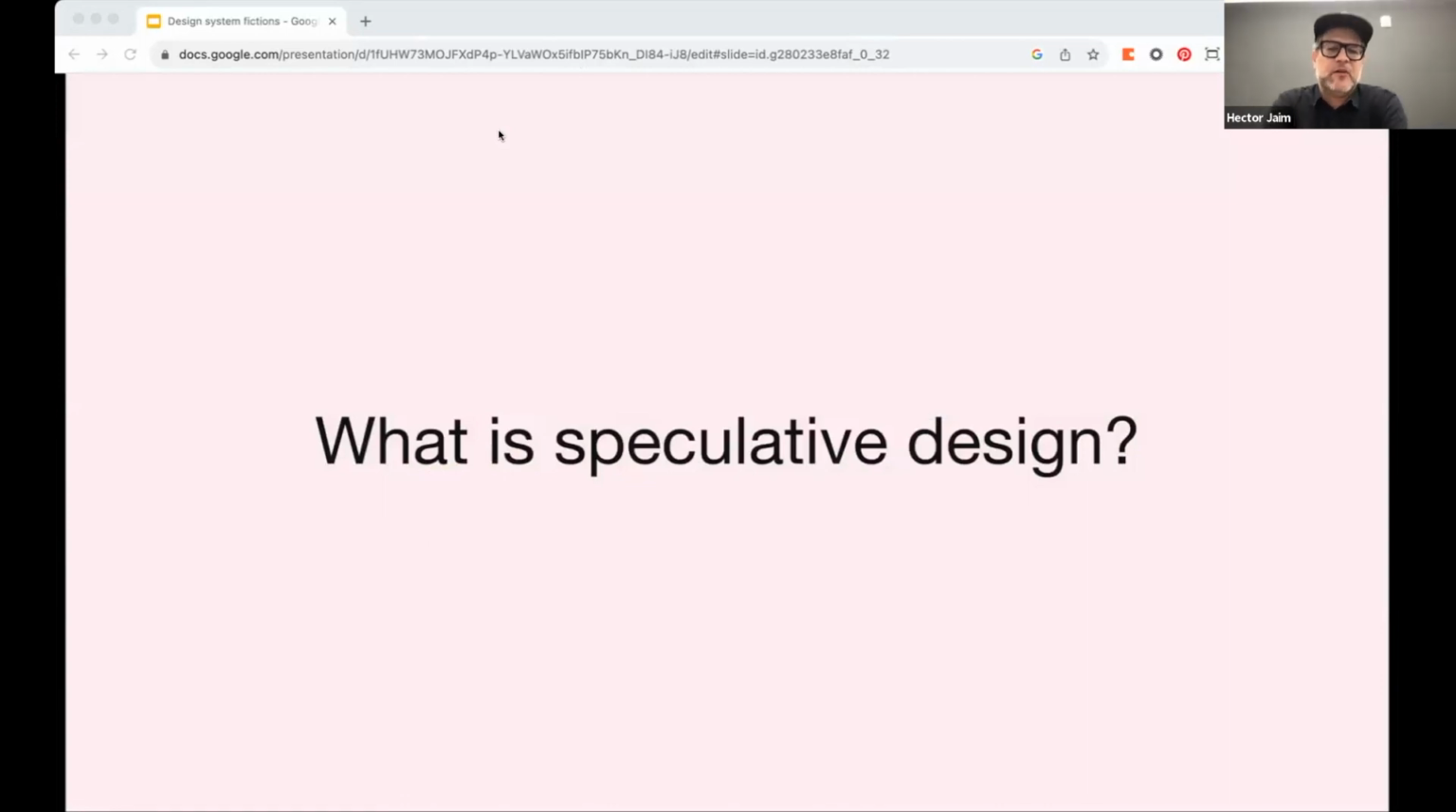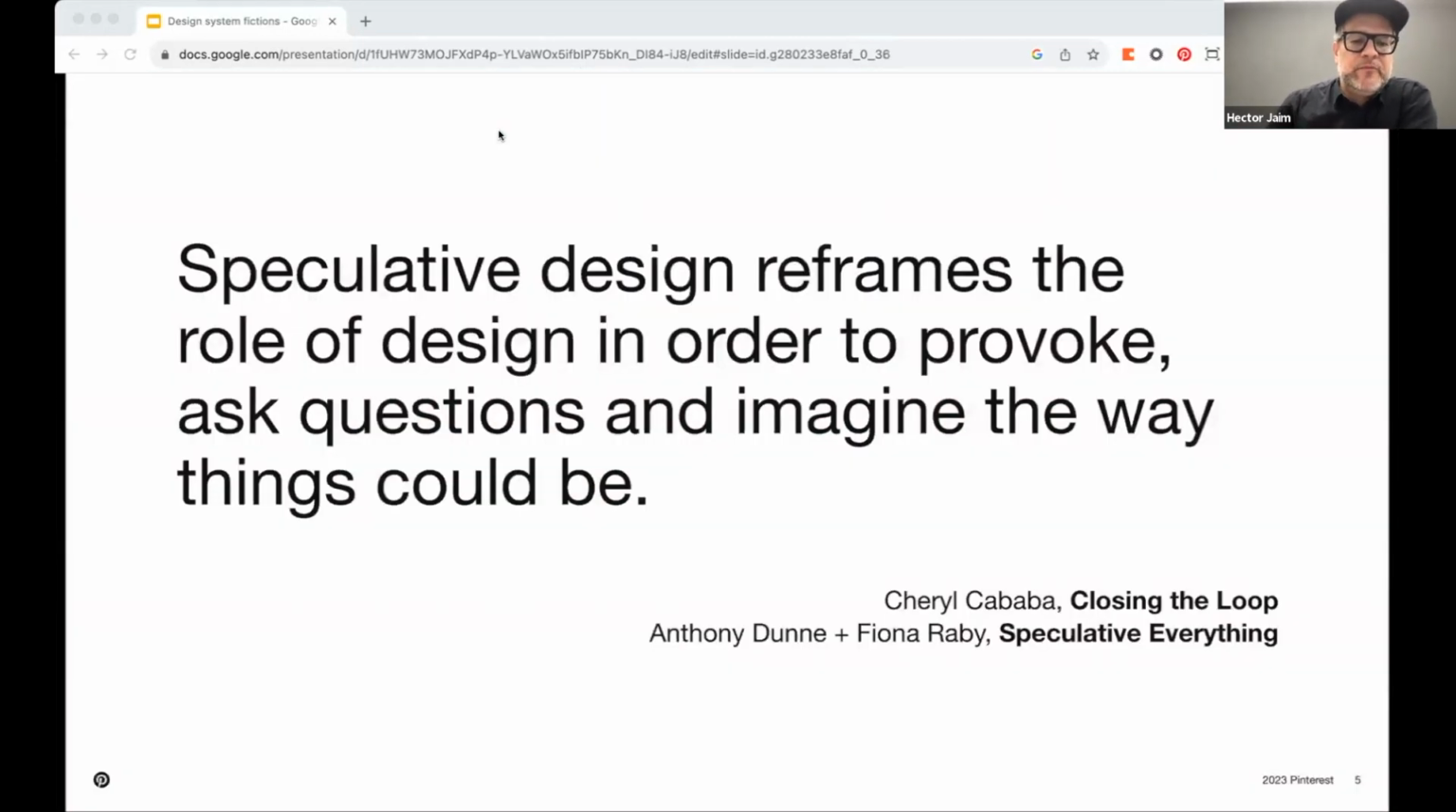Pretty sure you've figured it out by now that this is all bullshit. But it is one example of speculative design. So what is speculative design? I'm paraphrasing here from Cheryl Kababa. She's got a really great book I recommend to everybody called Closing the Loop, Systems Thinking for Designers. And she's also referencing thinking from Anthony Dunne and Fiona Raby in Speculative Everything. Speculative design reframes the role of design in order to provoke, ask questions, and imagine the way things could be. We do this in order to create a better future.